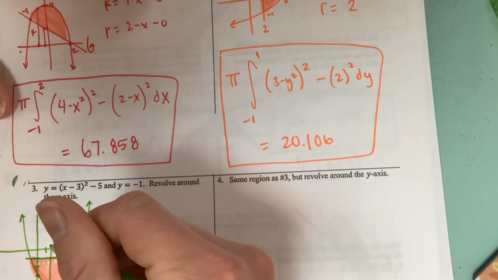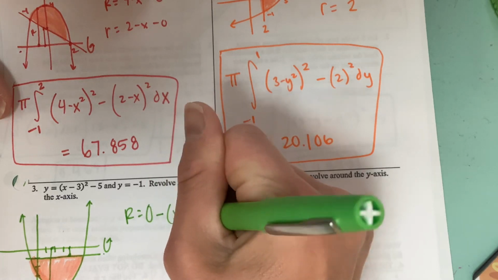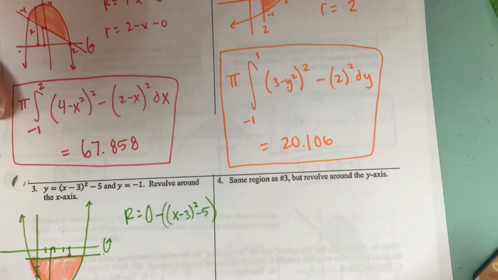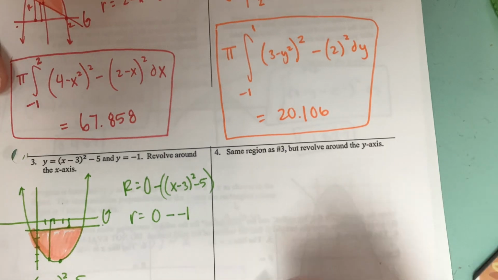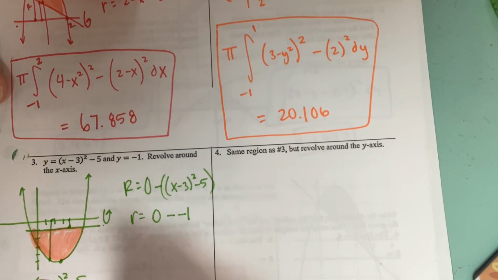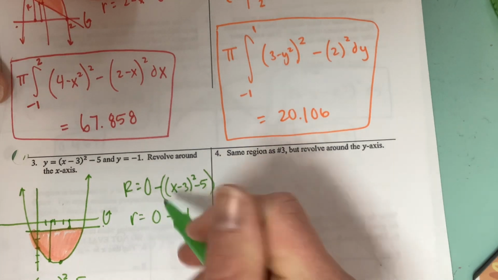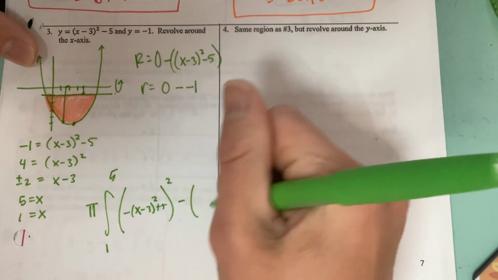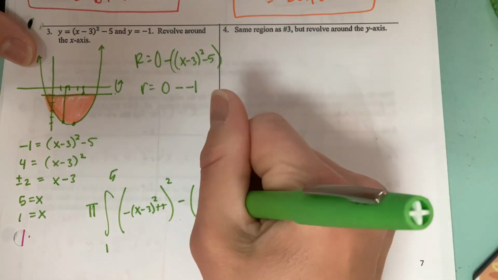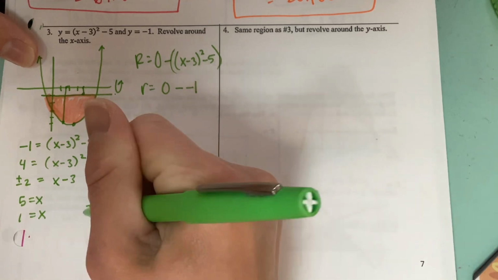All right, big R. So top is going to be 0 minus, the bottom is going to be x minus 3 squared minus 5. Don't forget about your parentheses here. And little r is going to be 0 minus negative 1. So when I write this guy, the volume from 1 to 5 is going to be negative x minus 3 squared plus 5, because I distributed this negative, squared minus little r, which is just going to be 1 squared, dx, which when you type in is going to give you 174.2536.